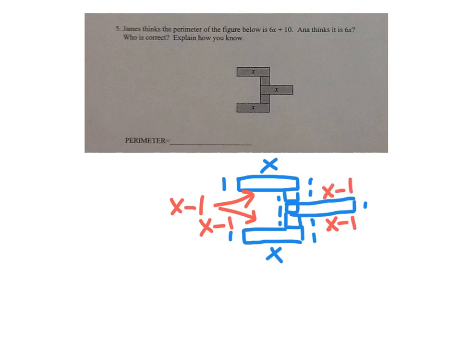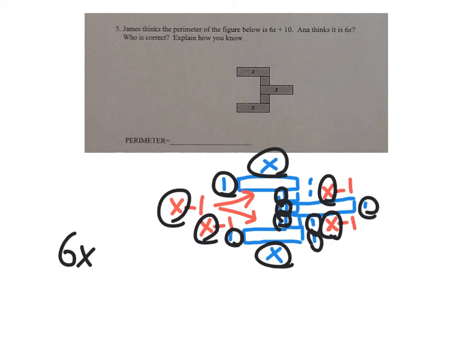All right, so let's go around and count all the x's. So I have 1, 2, 3, 4, 5, 6. So I have 6x. And now let's count all the ones. I have 1, 2, 3, 4, 5, 6, 7, 8, 9, 10. So I counted all the positive ones. That's 6x plus 10 so far.